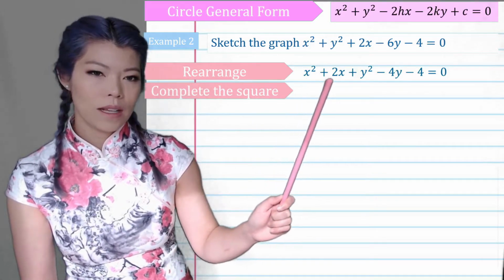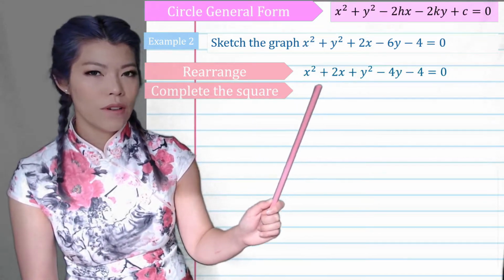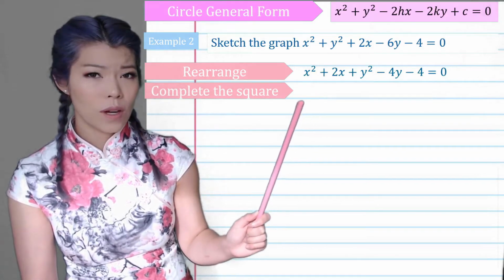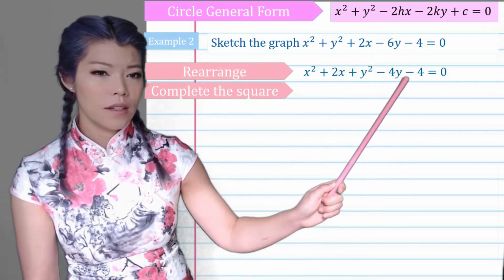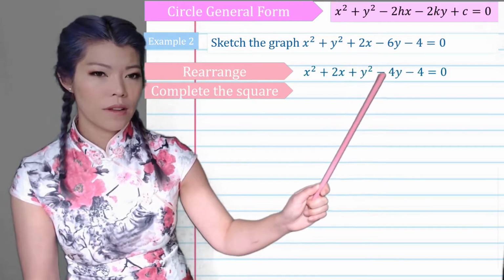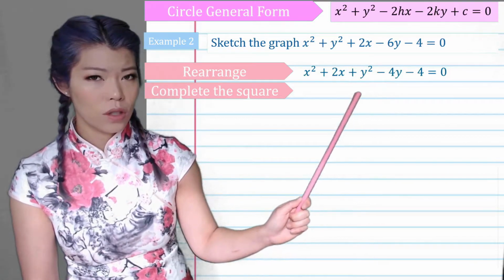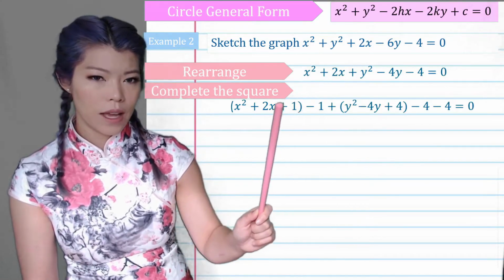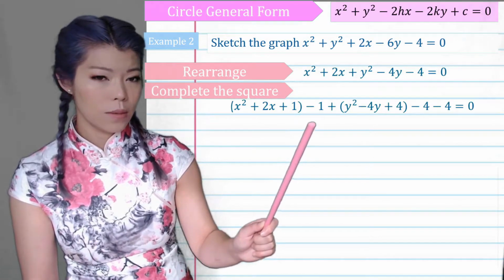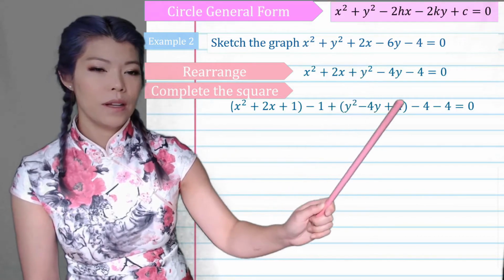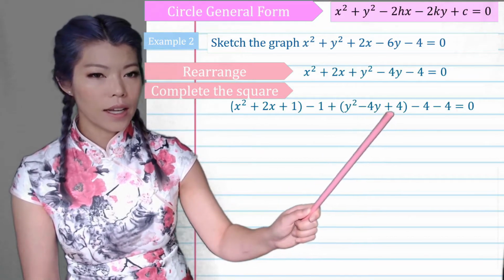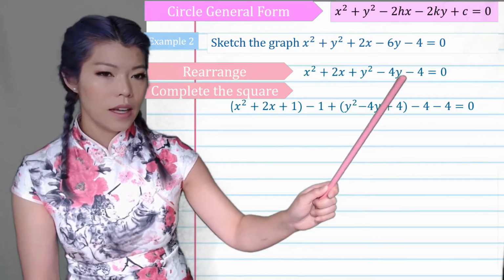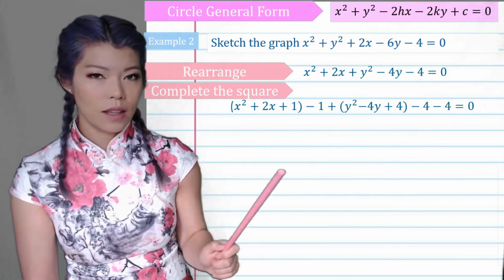So x squared plus 2x, 2 divided by 2 is 1, 1 squared is 1. And then for the y portion, we have minus 4 divided by 2 is 2, 2 squared is 4. So we've completed the square for the x portion, and don't forget to subtract what you've added. And we've completed the square for the y portion. Again, don't forget to subtract what you've added, and don't lose any other values in the equation.